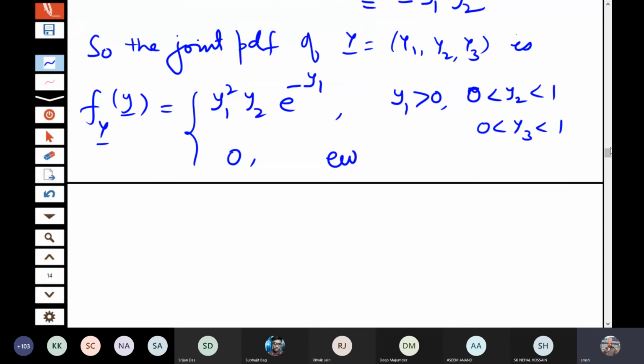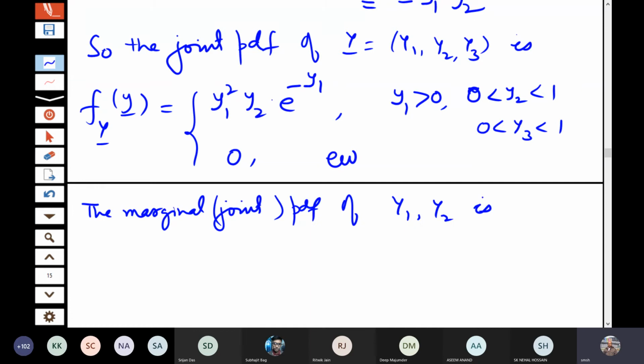From here we can calculate the marginal distributions. For example, if I integrate with respect to y3, the marginal joint PDF of y1, y2. See, in this integrand actually there is no y3 here, so if I integrate from 0 to 1 I will get 1 itself. So the joint PDF of y1, y2 will be simply the same term.